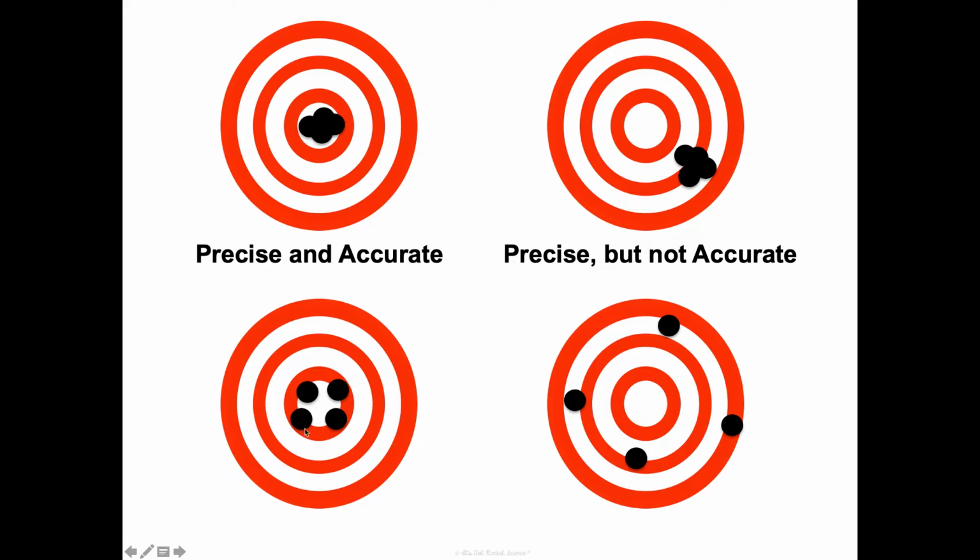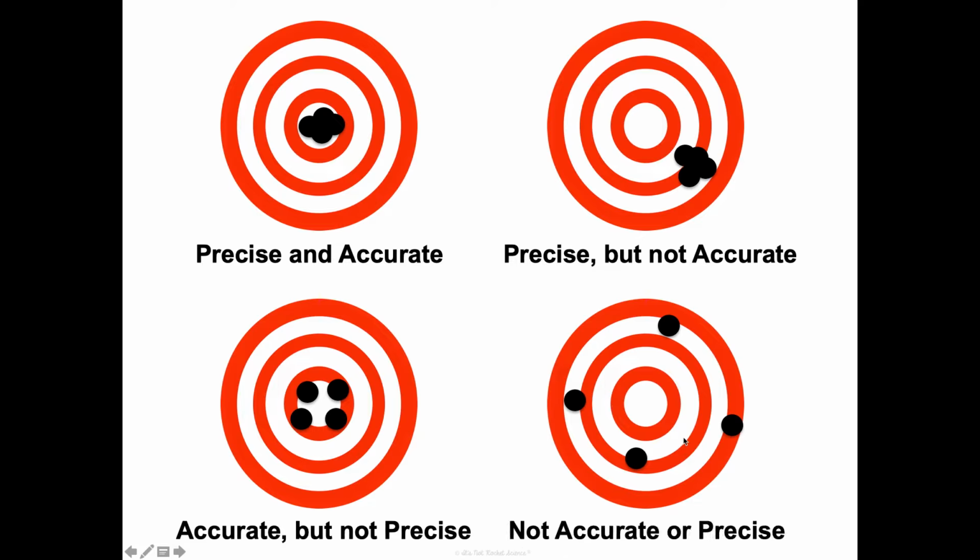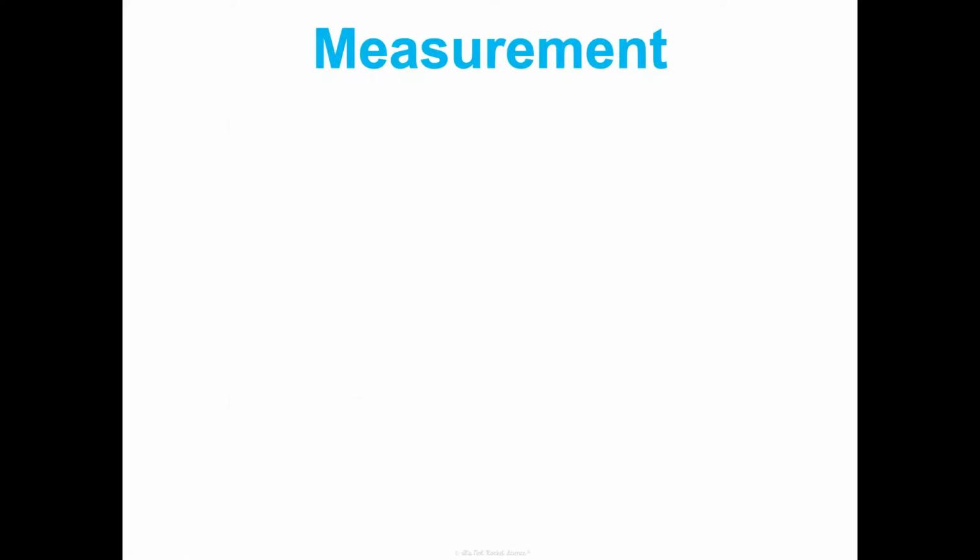Now, this dart thrower is accurate. They're pretty much getting near the target every time, but they're not precise. They're kind of all over the place. So this kind of seems like they just had good luck. This would be a harder person to teach. And then this person is not accurate or precise. They're really not knowing what they're doing here. Okay, so hopefully that visual is helpful for you.